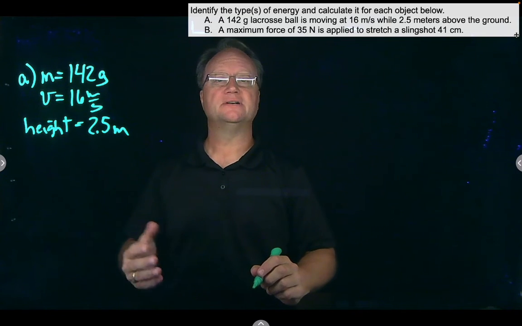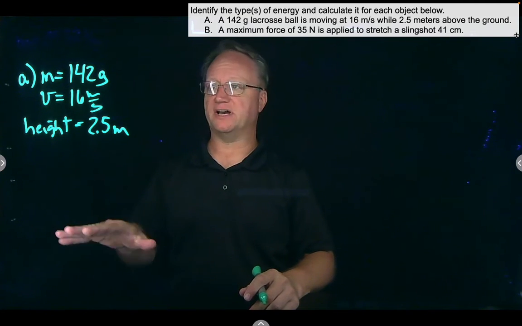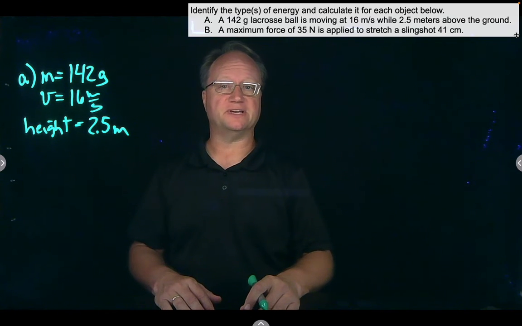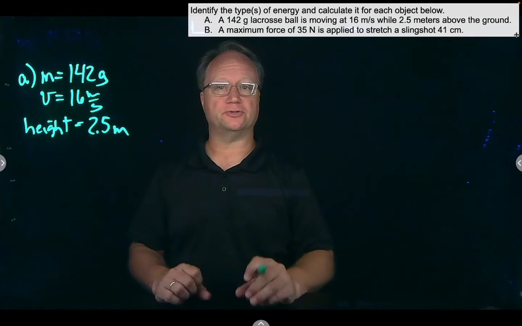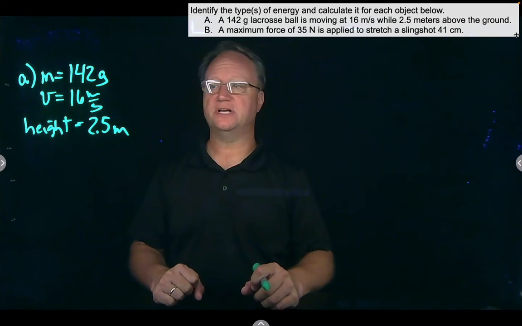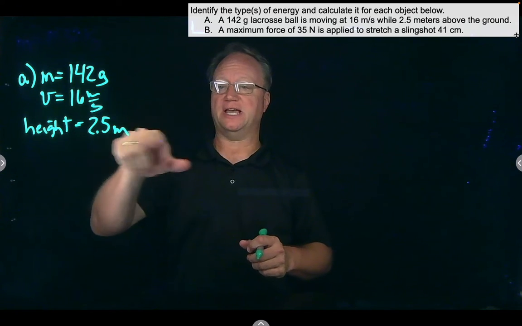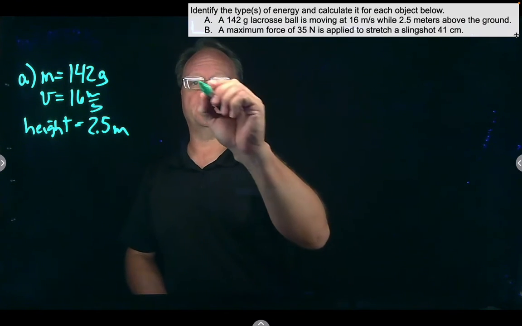Kinetic energy, linear, if an object is moving linearly. Gravitational potential energy if the object is raised to a height. And then elastic potential energy if something is stretched or compressed. In this situation, we have both a linear kinetic energy and a gravitational potential energy.